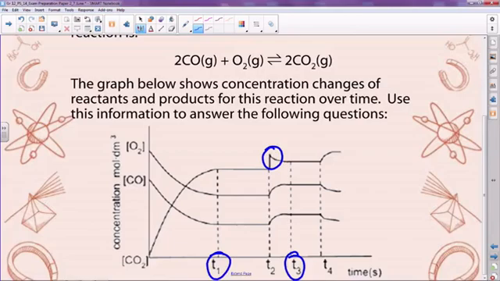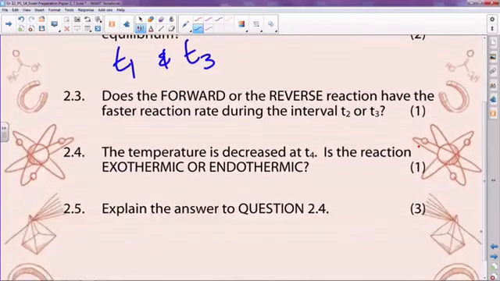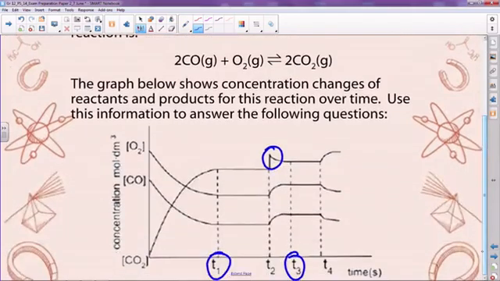So when we look at this and ask which one has the faster reaction rate during the interval, it's going to be reverse. Now it says the temperature is decreased. Is the reaction exothermic or endothermic? So we go back here. Remember I said at T4, that's a temperature change.